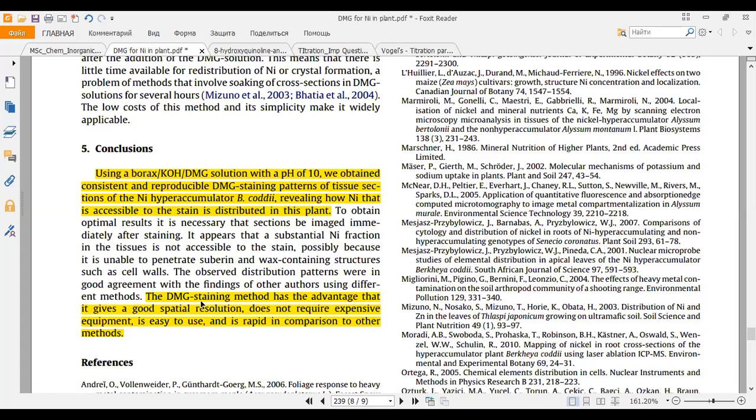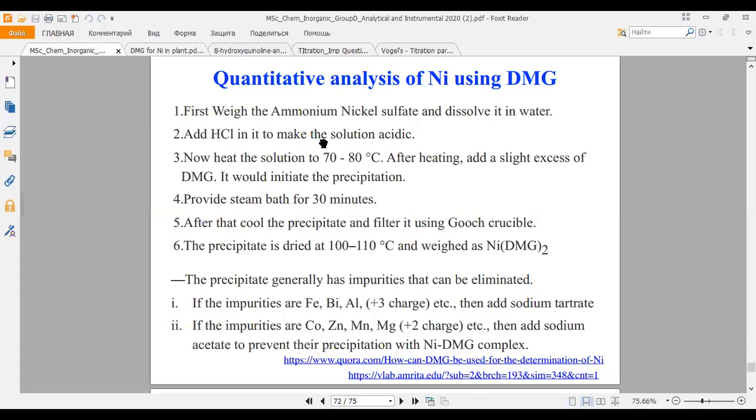Okay. So at the end, the DMG staining method had the advantage that it gives a good spatial resolution, does not require expensive equipment, it is easy to use, and is rapid in comparison to other methods. So they're saying all good things about DMG staining. Okay, that's it about DMG. Here we looked at the quantitative analysis, and in the other one, we looked at the semi-quantitative analysis. Okay, you can also find that article and study it on your own. Now let's move on.